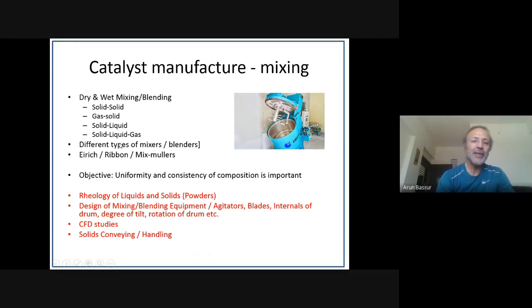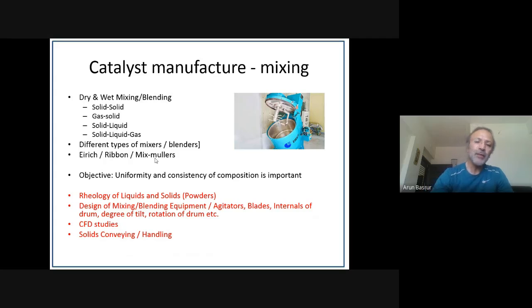Other kinds of blenders that are used are, of course, ribbon blenders, and then mix mullers. Mix mullers basically consist of rollers which are used to compact the putty to bring about very good compaction, essentially, along with mixing. The objective of mixing is to have uniformity and consistency of composition, so that there is no heterogeneity in the different catalyst particles that you make.